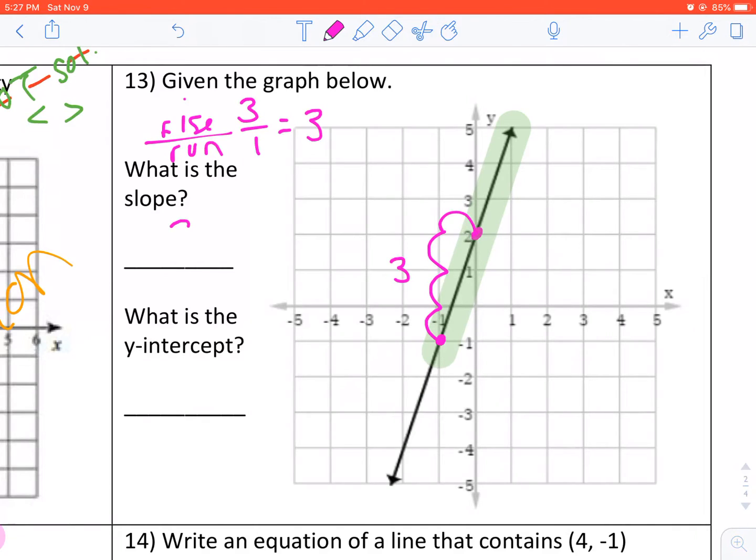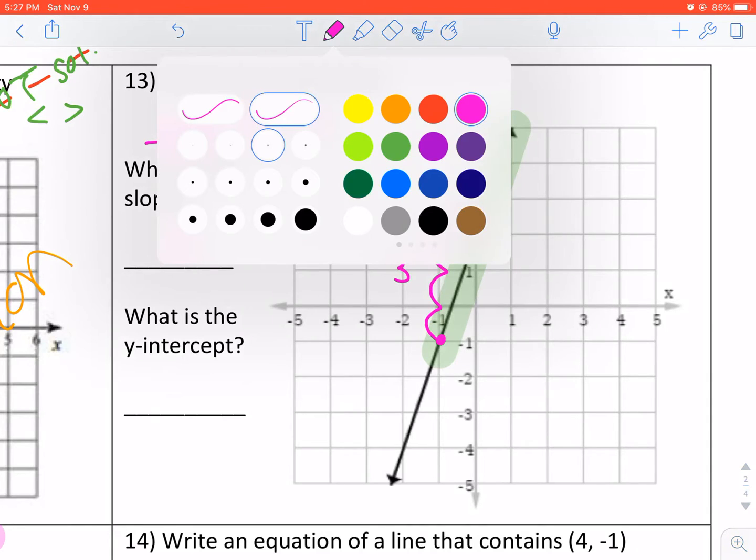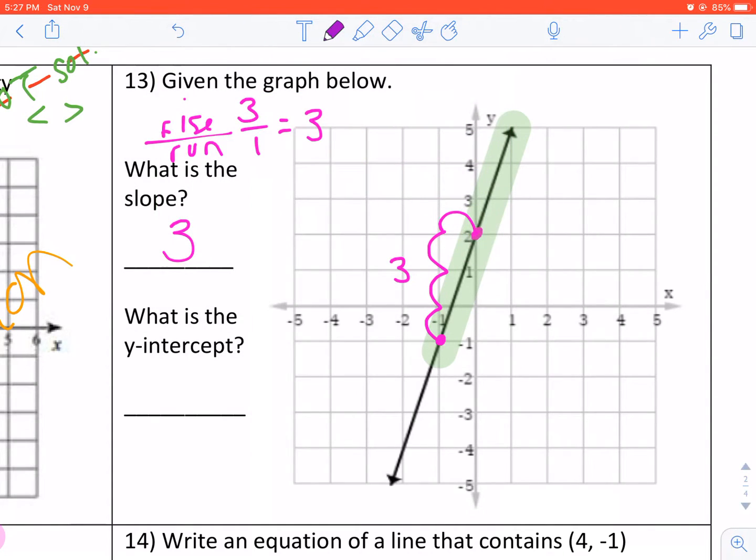So what is the slope? The slope is 3. What is the y-intercept? So our y-intercept, that's what we said before, it's crossing the y-axis right here. So this is our y-intercept. And on your test, I believe this is a griddable question, and so the answer is just going to be as simple as 2.